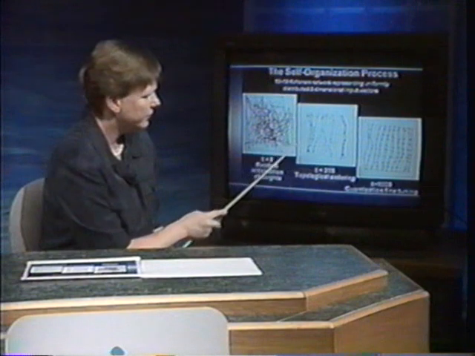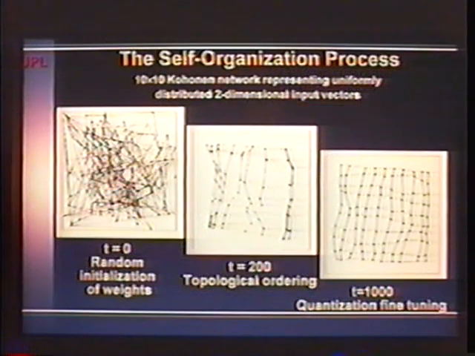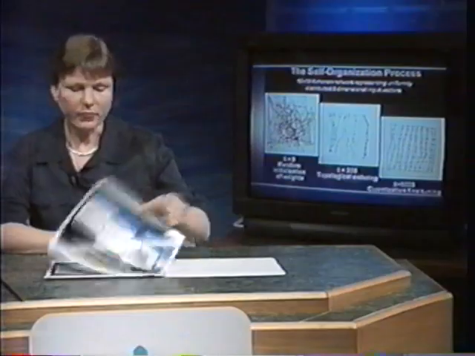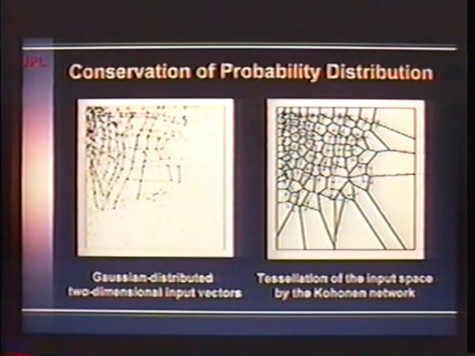You can see already that we have some sort of neighborhood relationship maintained for our map. And for 1,000 steps, we have a good representation of our input space. We have trained our neural network with uniformly distributed two-dimensional input vectors. And as you can see, after 1,000 steps, our weight vectors are also uniformly distributed in our two-dimensional plane. This is actually one of the important features of the topological feature map. It conserves the probability distribution of the input vectors.